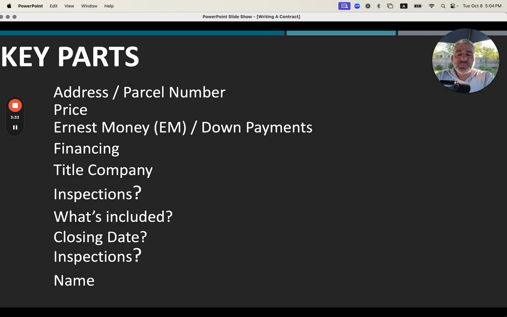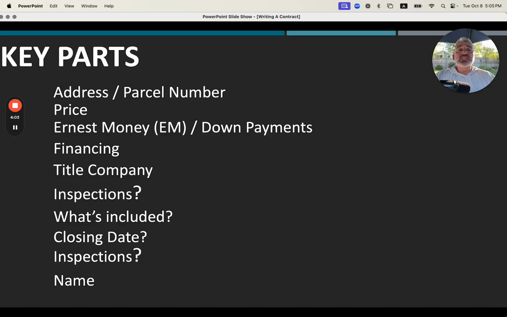Number one is an address. Number two is the price. Number three is the earnest money, or EM, or down payment. Number four is the type of financing. Is it cash? Is it conventional? What does that look like? The next one is what title company will be handling this transaction. The next one is what inspections look like. How long do you have to conduct inspections? What happens after the inspections are conducted? Is there a negotiation phase? What does that look like?